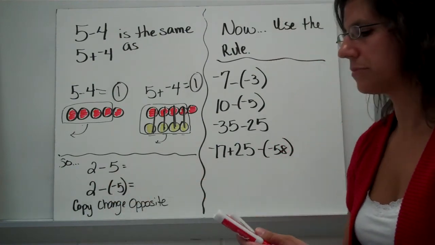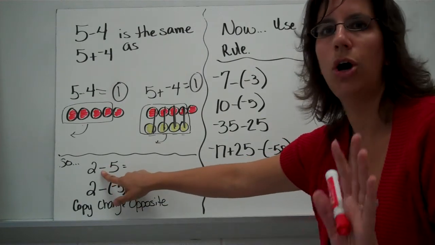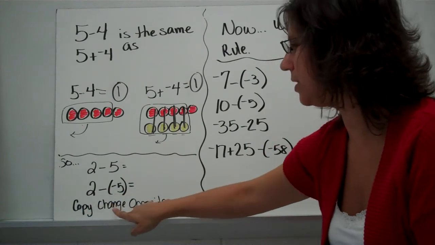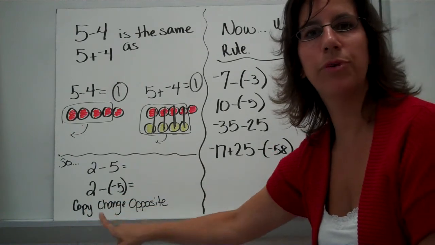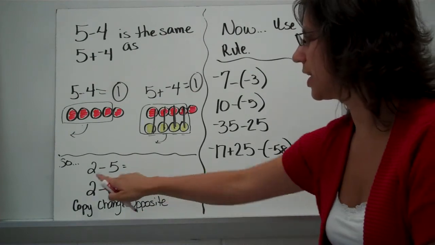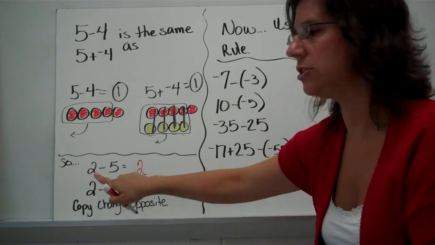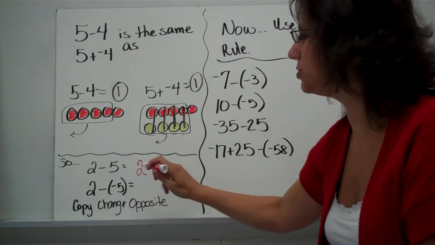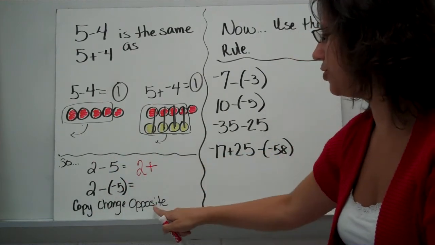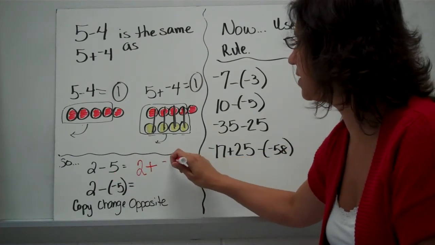What you're going to do is whenever you have a subtraction problem, only for subtraction, you're going to do copy, change, opposite. Those are really 3 important words that you're going to want to write down in your notes and put a big star next to them. You're going to copy the first number. You're going to change the subtraction to addition, and then you're going to do the opposite of the second number. Instead of a positive 5, we're going to change it to a negative 5.